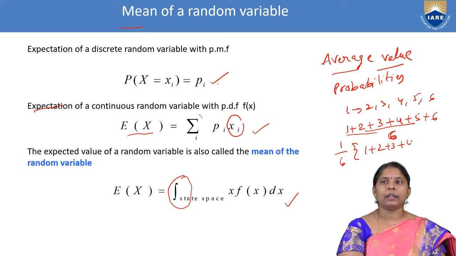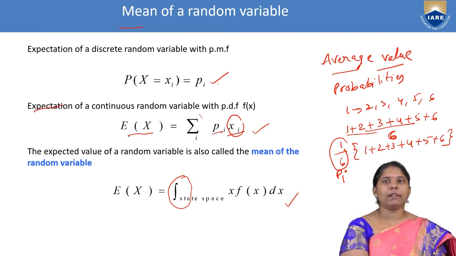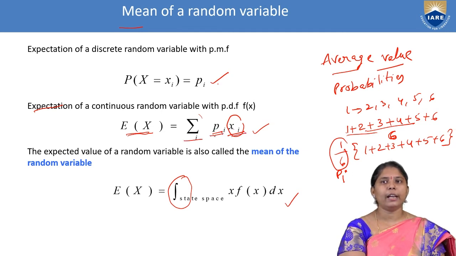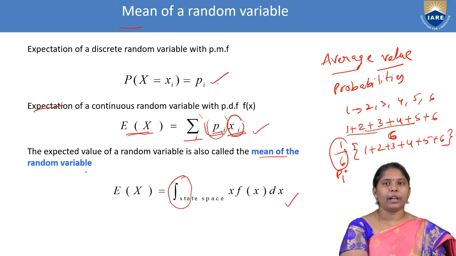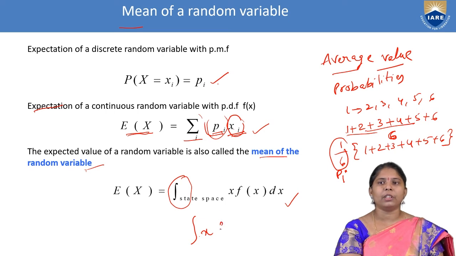We can write the summation like this also: 1 plus 2 plus 3 to 6. So this is called the probability of the occurrence of event A. That's why it is equivalent to Pi and Xi. So what is the expected value of X? It is the summation of Pi into Xi. What is Pi? The probability of occurrence of the random variable, and Xi is the random variable value. This is called the mean value of the random variable. Then for the continuous case, the summation is replaced with integration, and the probability is replaced with the density function.